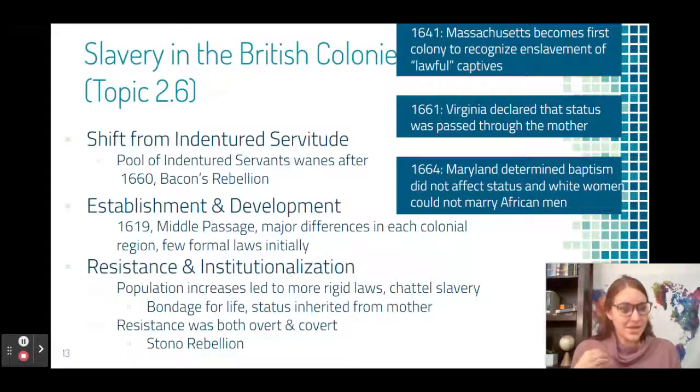And what ended up happening is that there were significantly more laws created to further limit the humanity, limit the freedom of enslaved Africans. But then there were more covert methods as well, things like working slowly, pretending not to understand instructions, those types of things. That type of resistance was much more common.